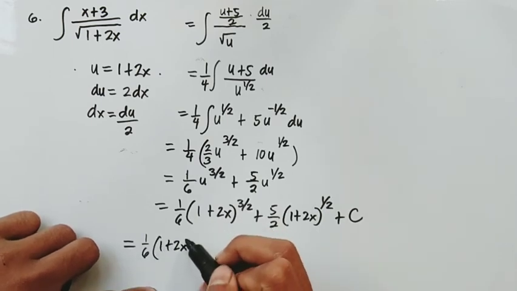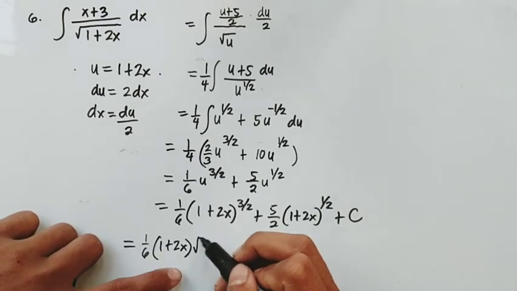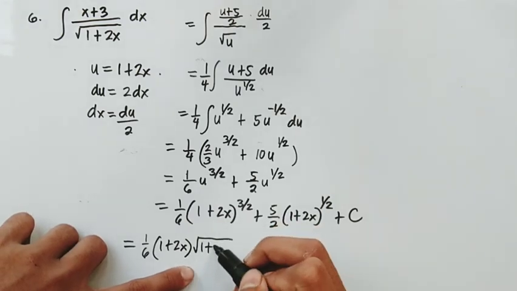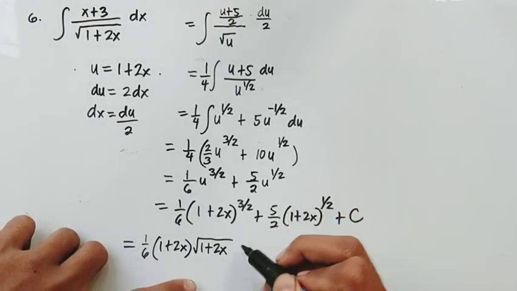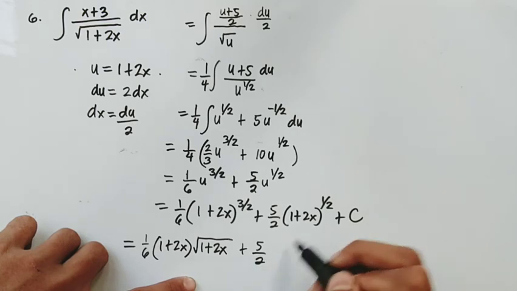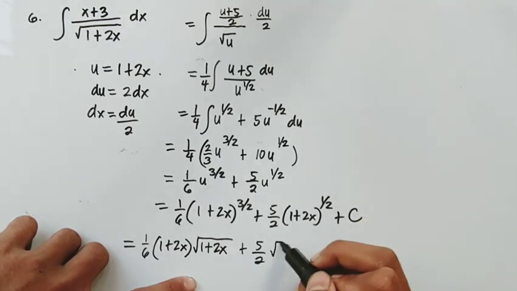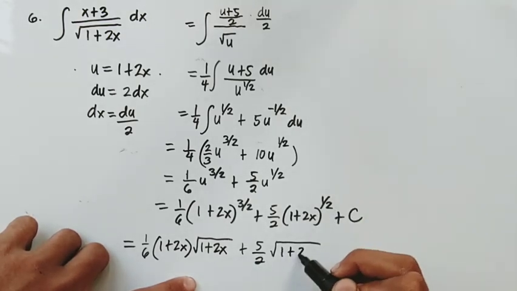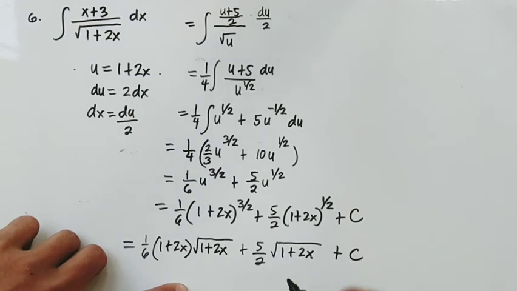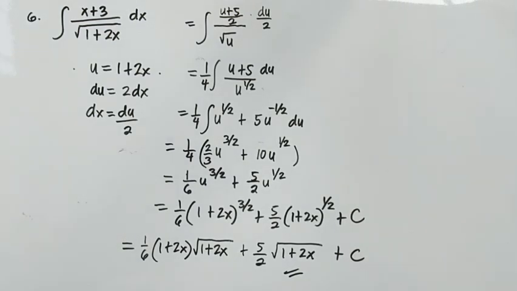Magiging 1 plus 2x. Eto yung 1. Tapos yung 1/2 naman is yung square root. 1 plus 2x. Same lang yung loob. And now, eto, since 1/2 to, that is square root. Don't forget the plus c. Eto na yung final answer natin.